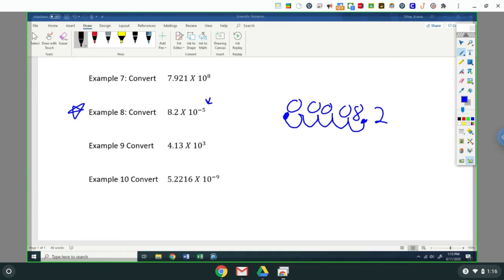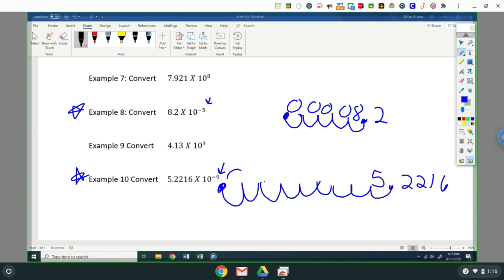Why don't you pause the video and try example 10. Okay, so my significant digits are 5.2216. It says you need to move your decimal 9 times towards the left. So we're going to go 1, 2, 3, 4, 5, 6, 7, 8, 9. So the decimal is right here, and then you'll have 8 zeros in the front. Pretty crazy, right? But that's it.